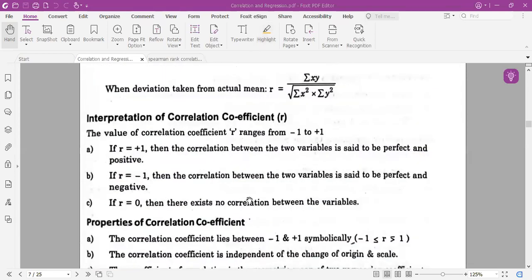Now sometimes you may have to interpret the value of R. As I told earlier, R can have a range of values from -1 to +1. If R is equal to +1, then the correlation between the two variables is perfect and positive. If R is equal to -1, then the relation between the two variables is perfect but negative. If R is equal to 0, then there is no correlation between the variables. So whenever you're calculating, always ensure that the R you get is at most +1 and at least -1. In between you can get any value.